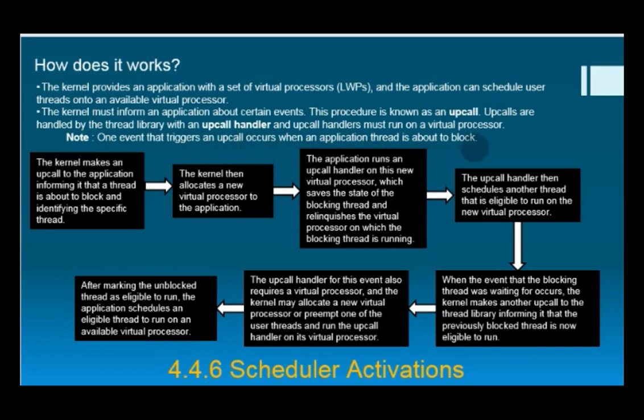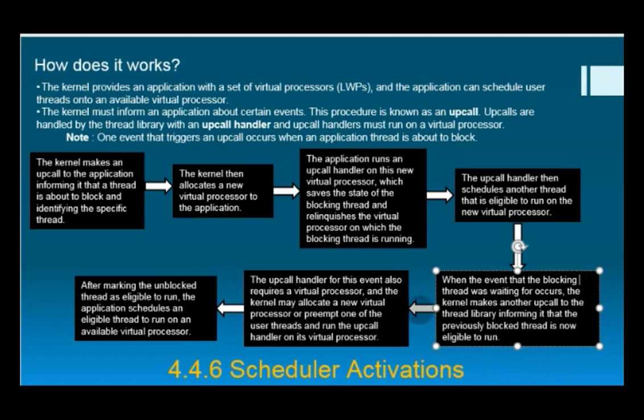One event that triggers an upcall occurs when an application thread is about to block. The kernel makes an upcall to the application informing it that a thread is about to block and identifying the specific thread. The kernel then allocates a new virtual processor to the application. The application runs an upcall handler on this new virtual processor, which saves the state of the blocking thread and relinquishes the virtual processor on which the blocking thread is running. The upcall handler then schedules another thread that is eligible to run on the new virtual processor. When the event that the blocking thread was waiting for occurs, the kernel makes another upcall to the thread library informing it that the previously blocked thread is now eligible to run.